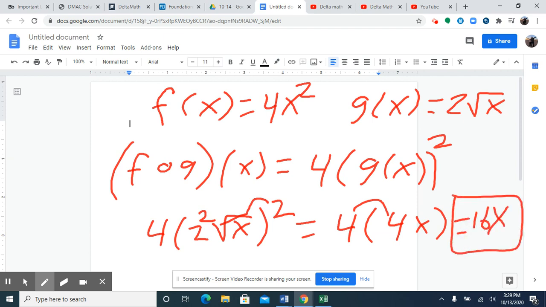So as you can see, we are not left with a single x. We still have 16 there. Because we don't have that, we would say that they are not inverses.